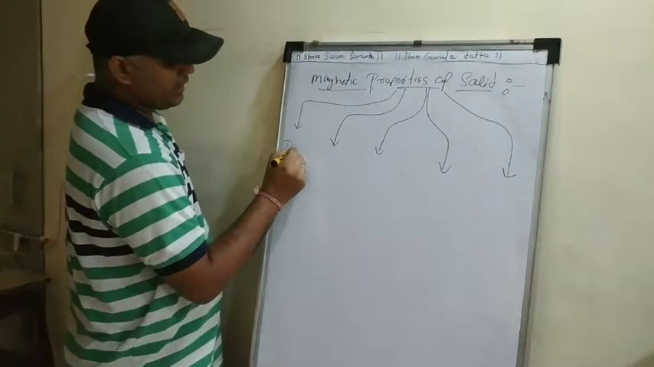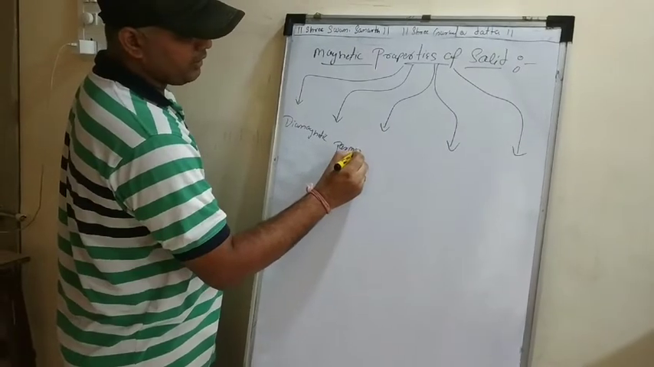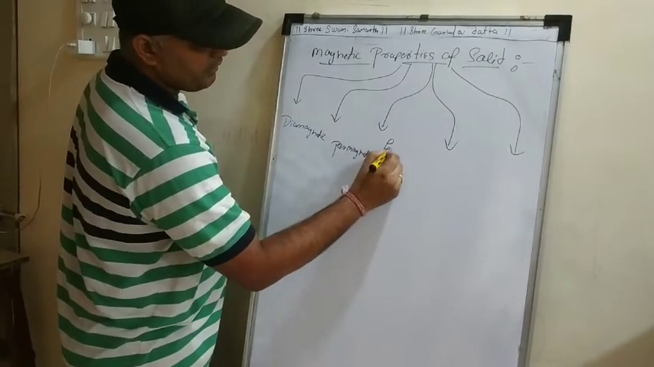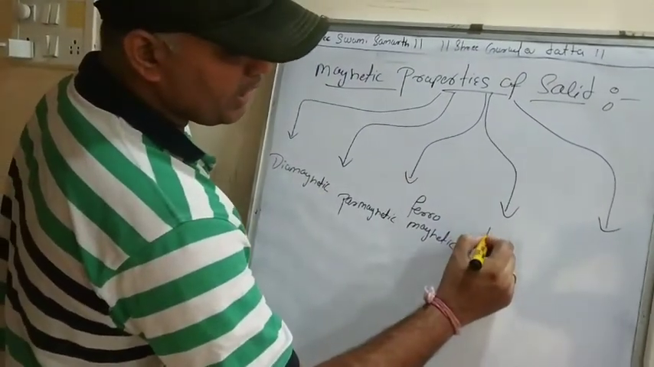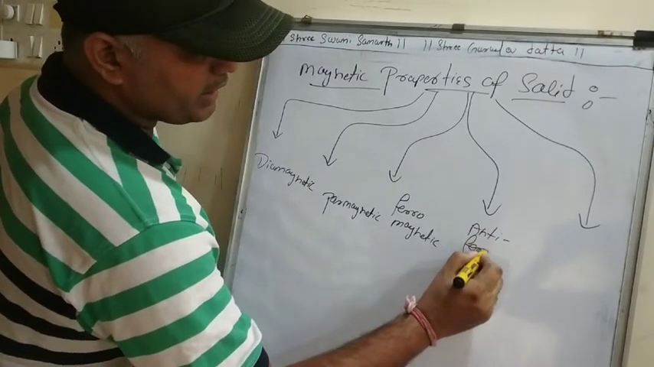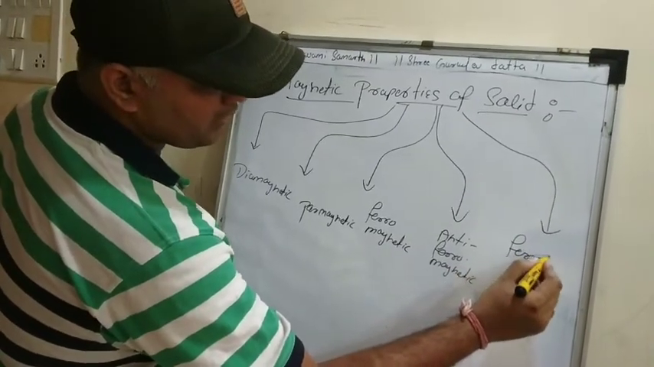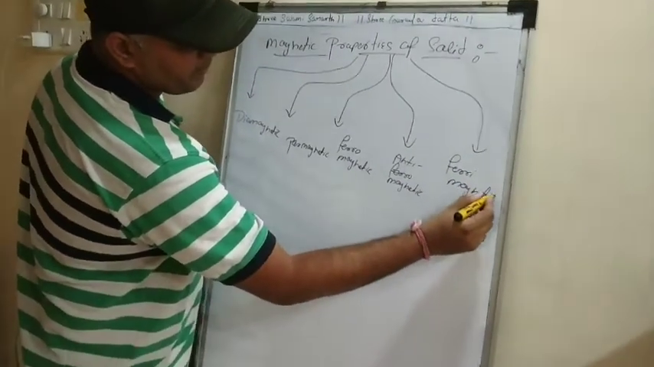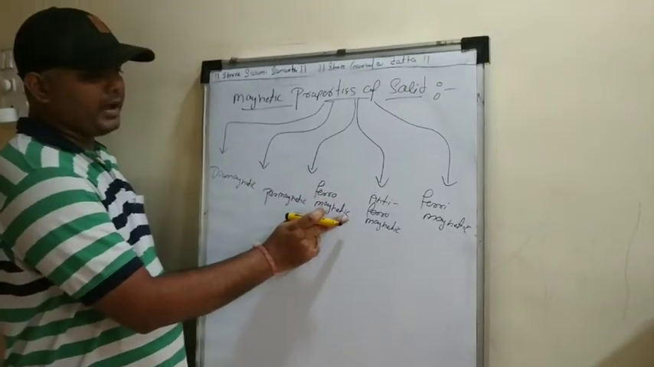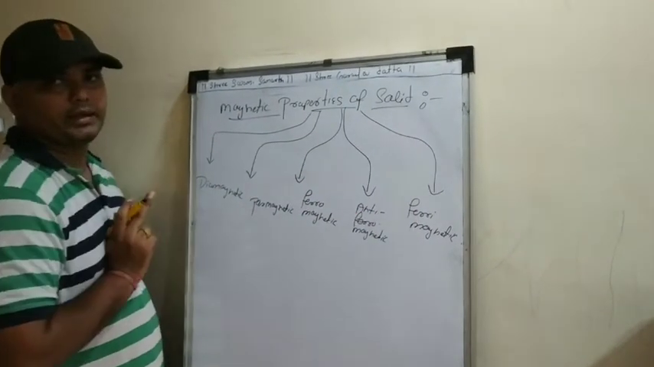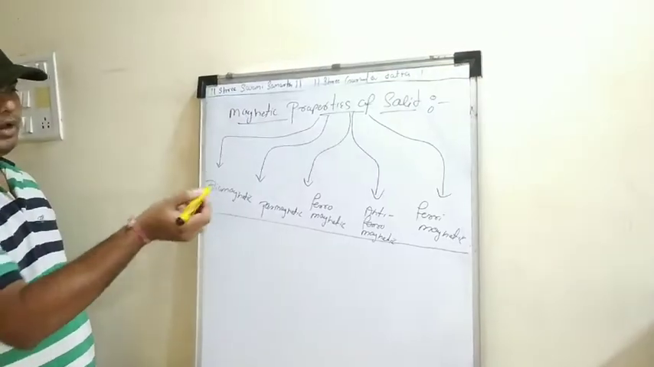See, that is diamagnetic, then paramagnetic, then ferromagnetic, then antiferromagnetic, and then the last one will be ferrimagnetic, right? Diamagnetic, paramagnetic, ferromagnetic, antiferromagnetic, and ferrimagnetic. So let's understand one by one what is this diamagnetic, paramagnetic, ferro, anti, and ferri.